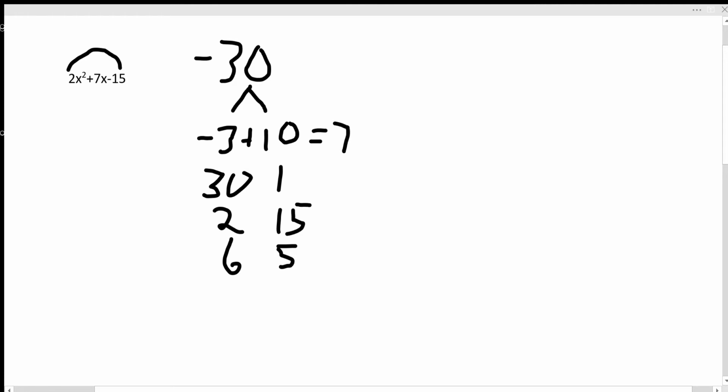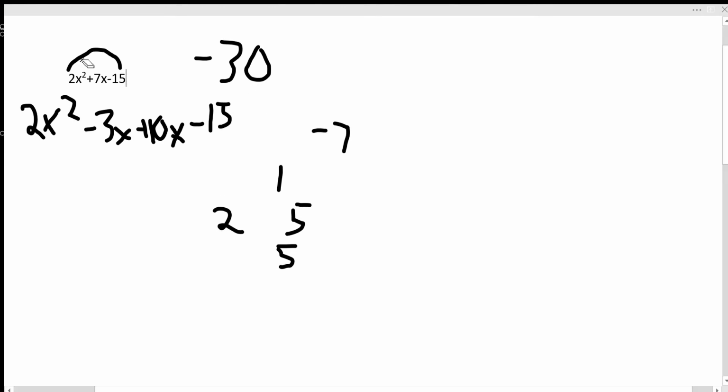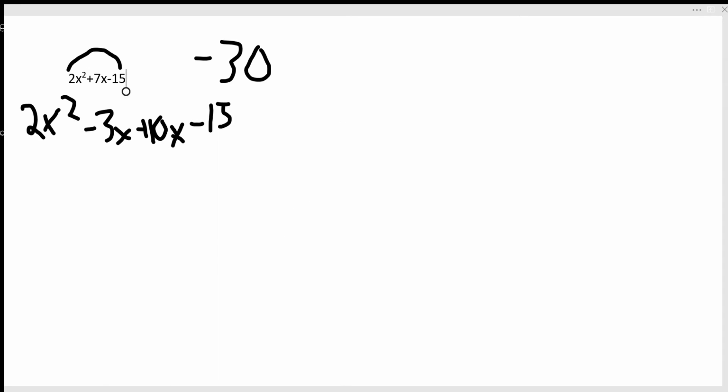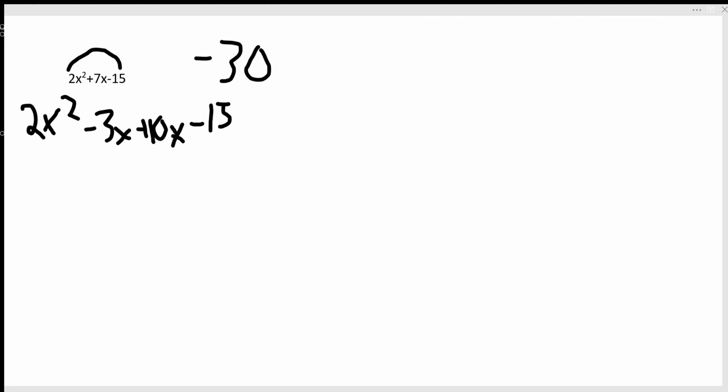So, what our next step is, I'm going to rewrite this expression as 2x squared minus 3x plus 10x minus 15. Sorry, I'll erase that part. So 2x squared minus 3x plus 10x minus 15.